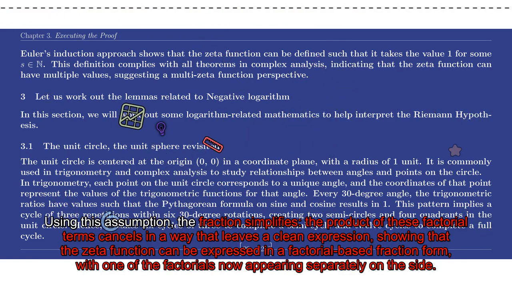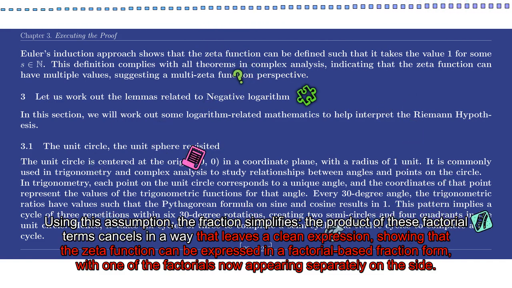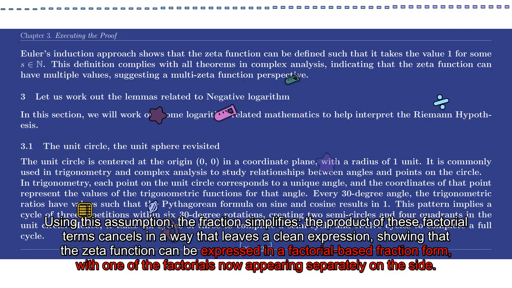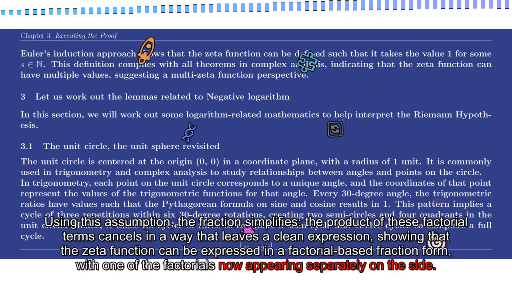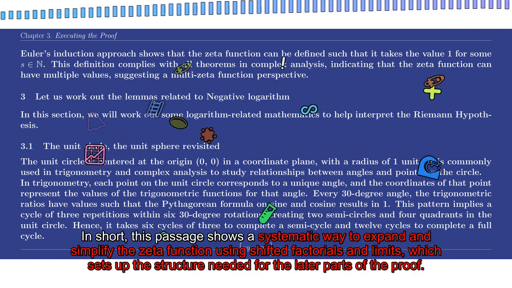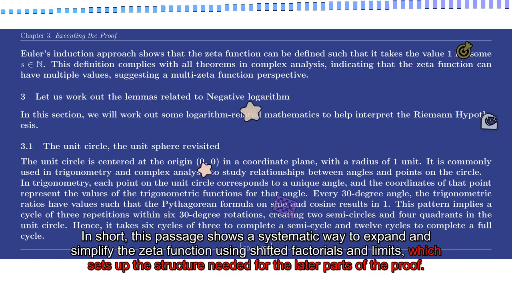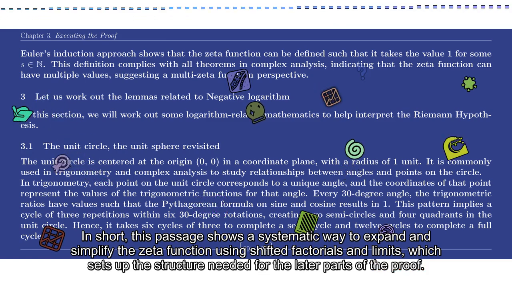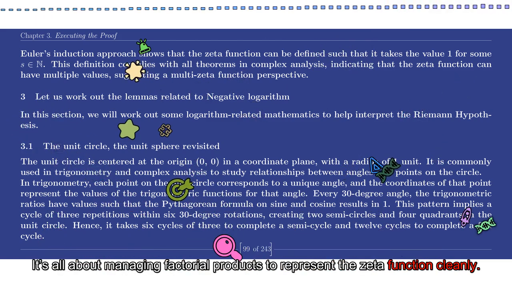Using this assumption, the fraction simplifies. The product of these factorial terms cancels in a way that leaves a clean expression, showing that the zeta function can be expressed in a factorial-based fraction form, with one of the factorials now appearing separately on the side. In short, this passage shows a systematic way to expand and simplify the zeta function using shifted factorials and limits, which sets up the structure needed for the later parts of the proof. It's all about managing factorial products to represent the zeta function cleanly.